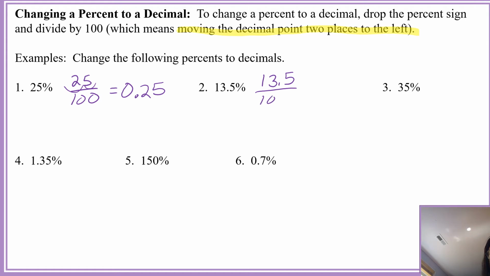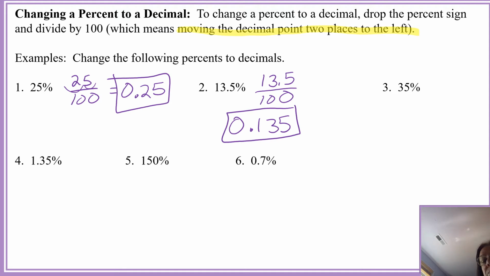Same thing with 13.5. If I put that over 100, I move this decimal 2 places. Apologies. So this gives me 0.135. So all it wants is the decimal. So we can do this just by looking at it. This 35 has a decimal place right there. I move it twice. I get 0.35 for the decimal.